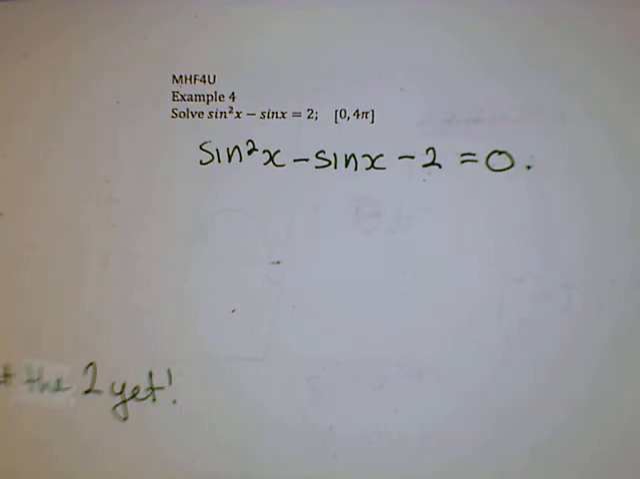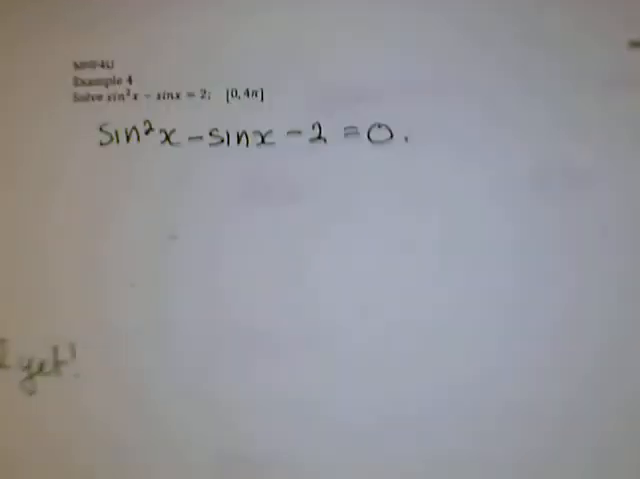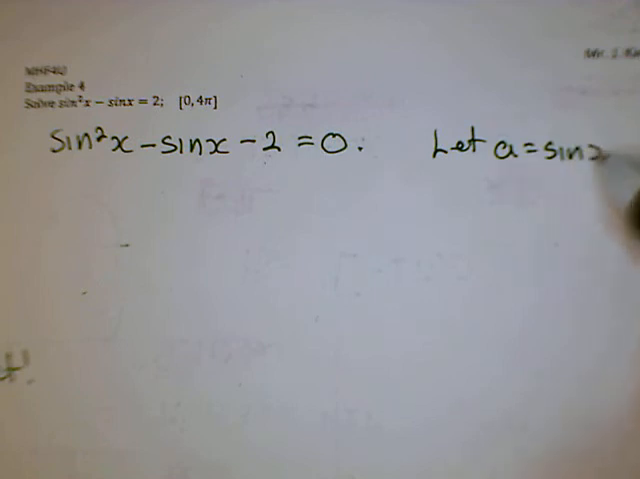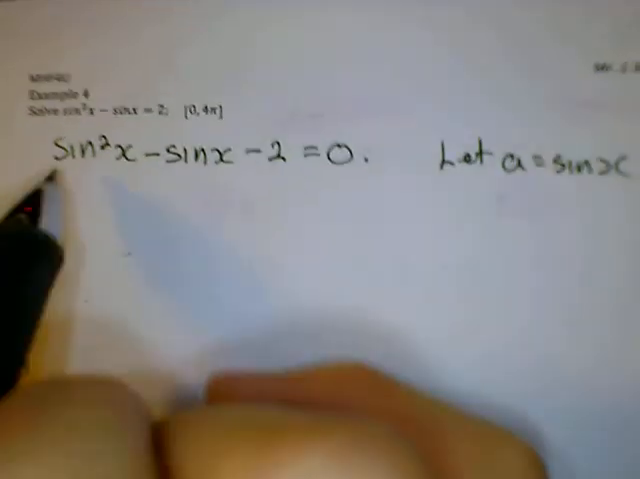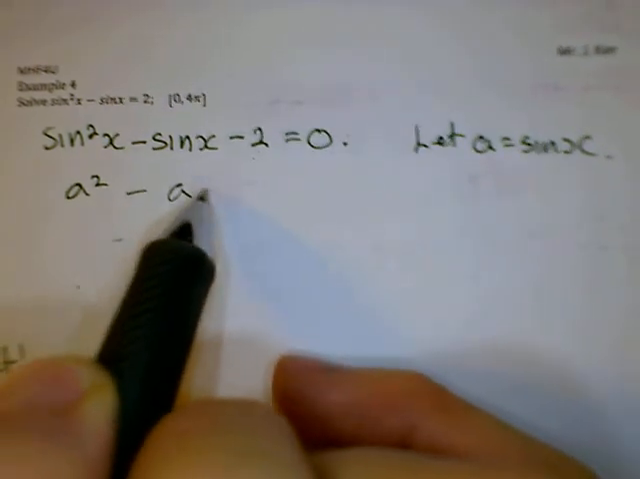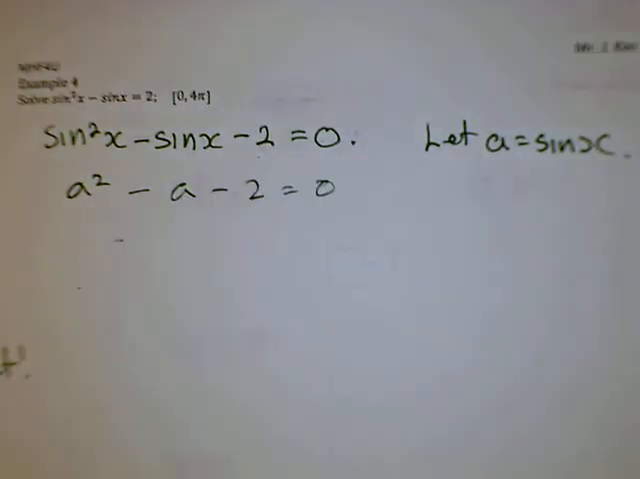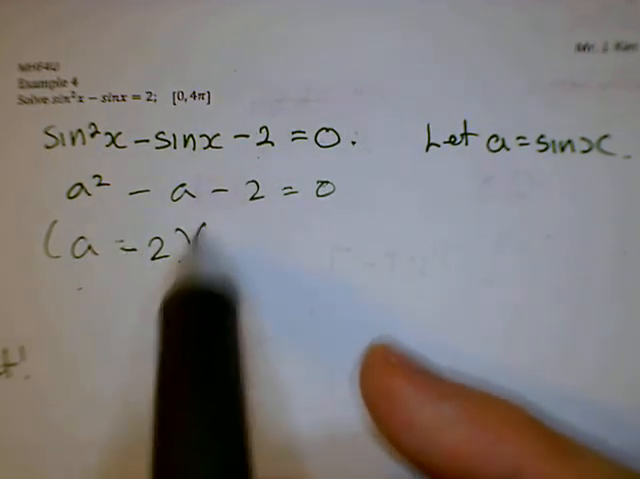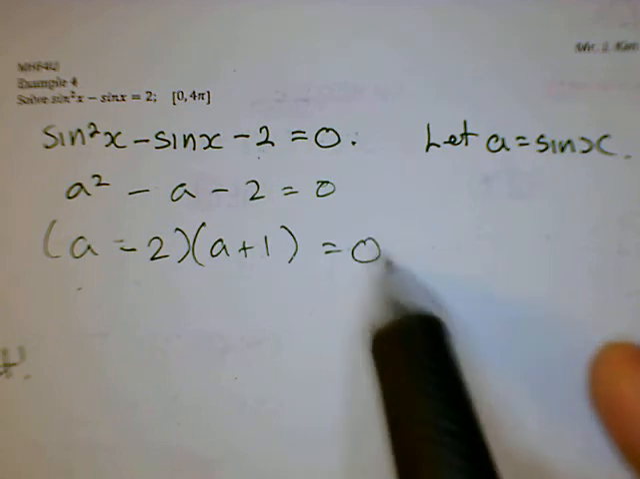But obviously it's not as simple as that. It's a little hard to look at it just as a quadratic. If you can, amazing. But if you can't, consider this. Let a equal sine x. That means I have a squared minus a minus 2 equals 0. All of a sudden it's a lot easier to factor. We have a minus 2 and a plus 1.